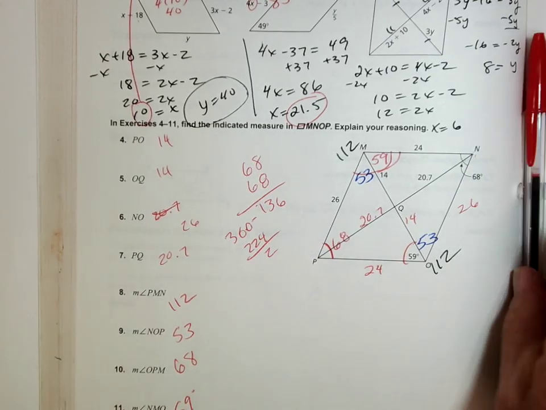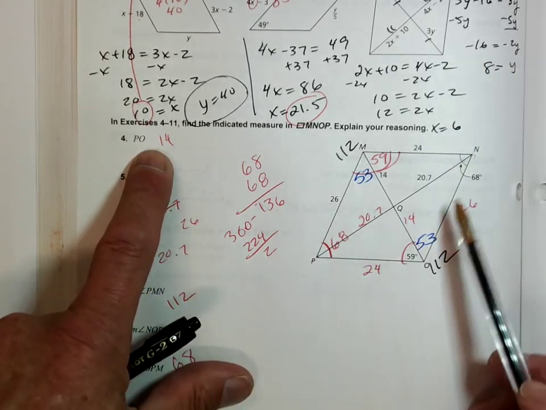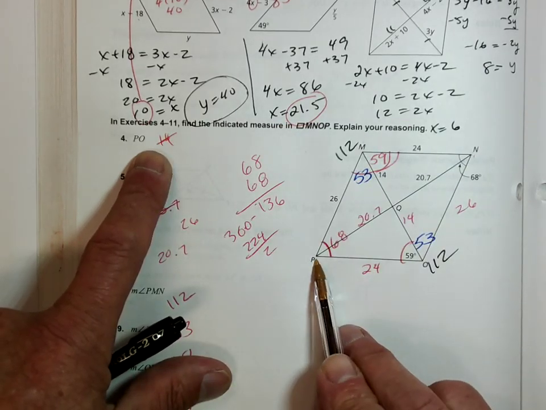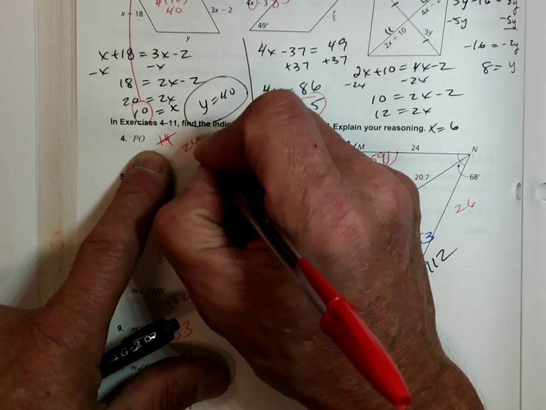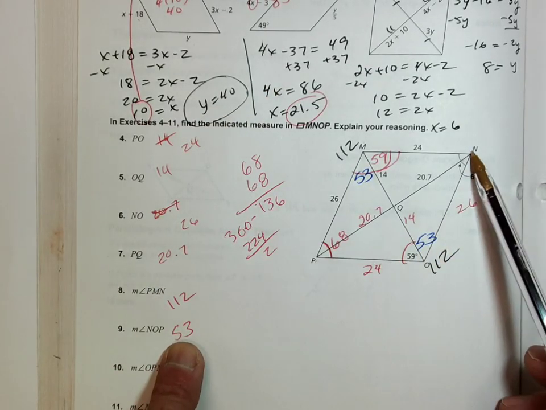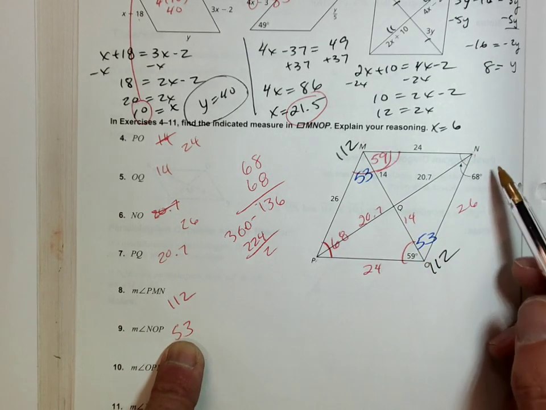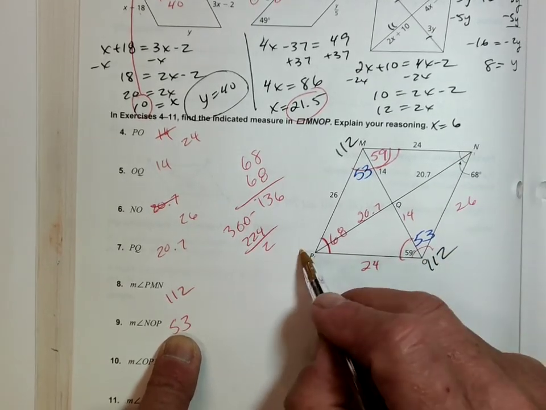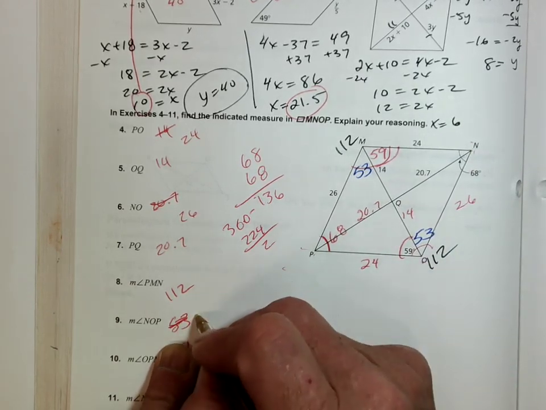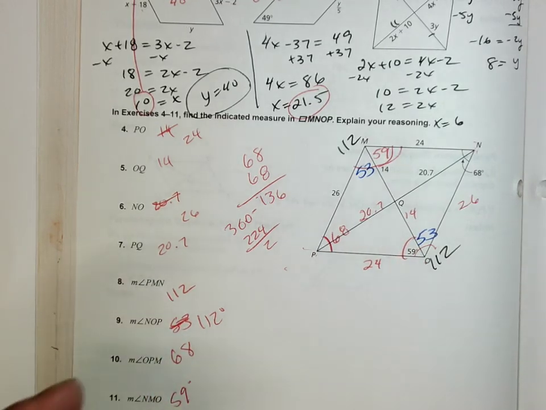Okay. Easy? Yes. Did I make a mistake? Number 4, PO. Isn't that 24? Yeah. Probably. Yeah. P to O. 24. Yeah. NOP. Oh, 112. No, NOP is 112, right? NOP is 112. Okay, thanks, you guys. Okay, now.